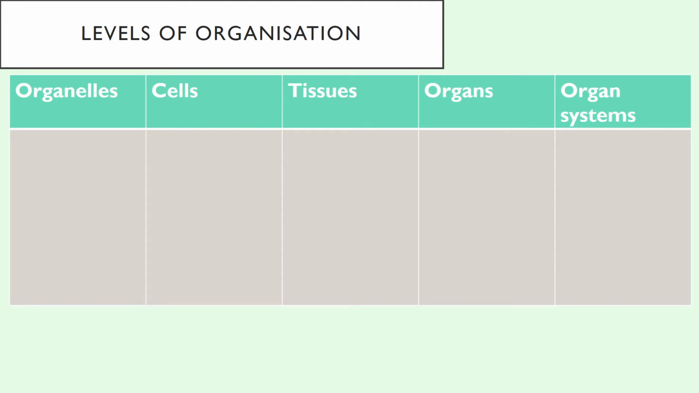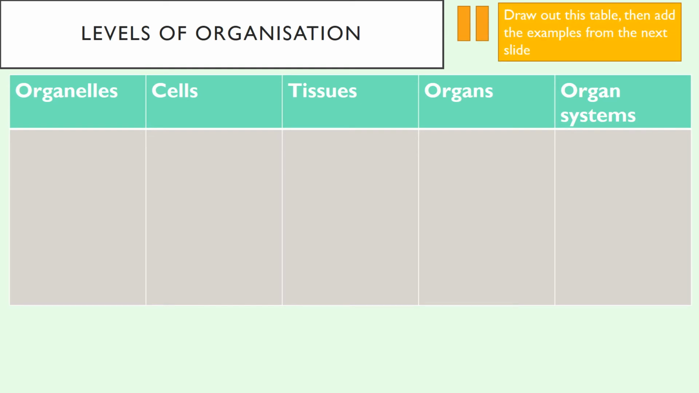So what I'd like you to do next is to sketch out this table, and then I'd like you to pause the video and add some examples from the next slide. So what will happen on the next slide is I'll give you some names, and I would like you to pop them into where you think they should be. So for example, if mitochondria is an organelle, you put mitochondria in there. So pause the video and get the table down, and then when you're ready, come back for the examples please.